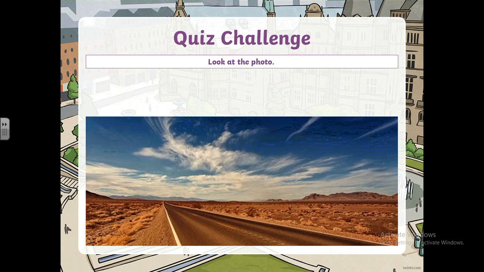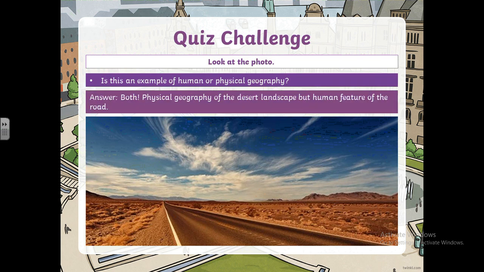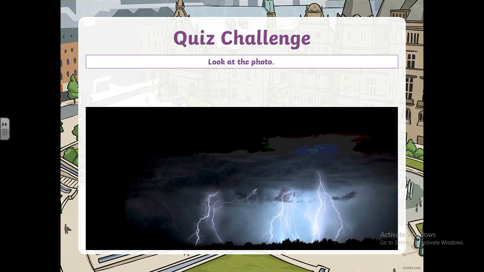What about this one here? Pause the video while you have a think, press play when you're ready for the answer. This one here is also showing both. It's mainly physical geography because we've got the mountains in the distance and this desert landscape, but we've got this road running right through it, which is clearly a human feature because it's clearly been built by humans. So this is linking back to that transport element we were talking about, building and changing the landscape in order to suit us and our transport needs.